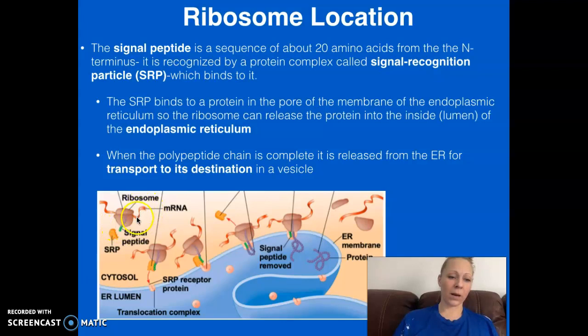So here's our mRNA going through, being read by the ribosome, and our polypeptide chain is being synthesized. And it's saying that the signal is right here, and so the SRP is going to be attached to that growing strand, and it's going to lead the ribosome to the endoplasmic reticulum so that the growing chain can be deposited into the lumen of the endoplasmic reticulum. And so therefore it will have a vesicle for transport to its destination.